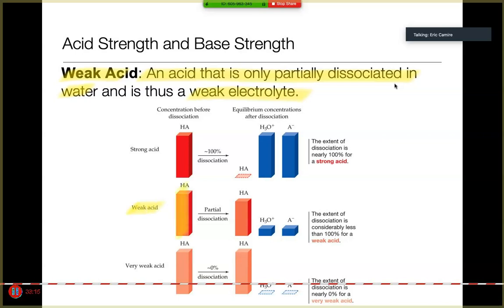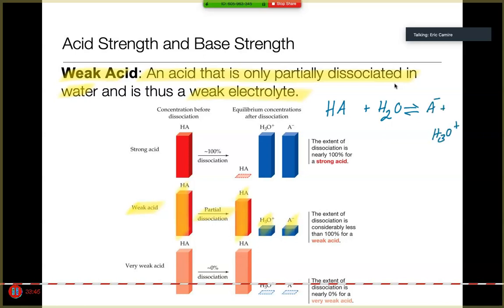You have a certain starting amount of that HA, that generic acid. Only some of it's going to react with water. So that means there's a good amount of HA left over, and I only made a small amount of hydronium and whatever the conjugate base is. Again, it's not shown on the screen, but that would be a chemical reaction that looks like this. And so there's my A minus and then my hydronium.